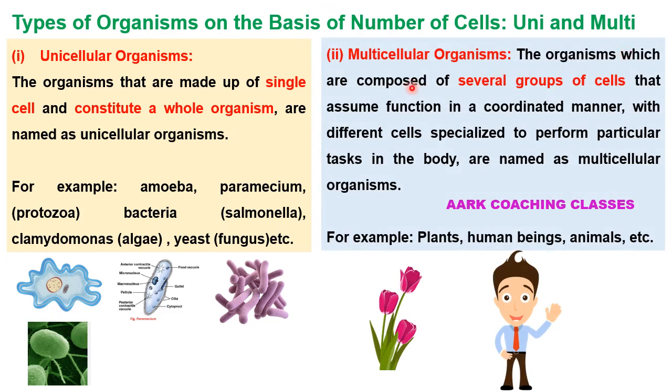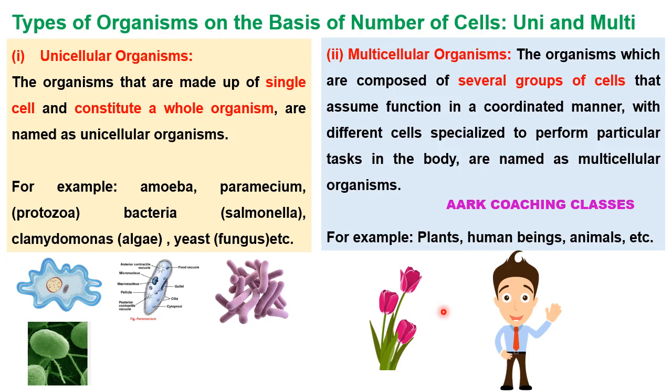Then there are multicellular organisms. The organisms which are composed of several groups of cells that assume a function in a coordinated manner, with different cells specialized to perform particular tasks in a body, are known as multicellular organisms. So examples are what? Plants, human beings, different animals, etc. These are all what? Multicellular organisms, right? So we have what? Several cells, they come together to form tissues. Several similar kinds of tissues come together to form an organ. Then we have organ systems, and then we have an entire organism, right?